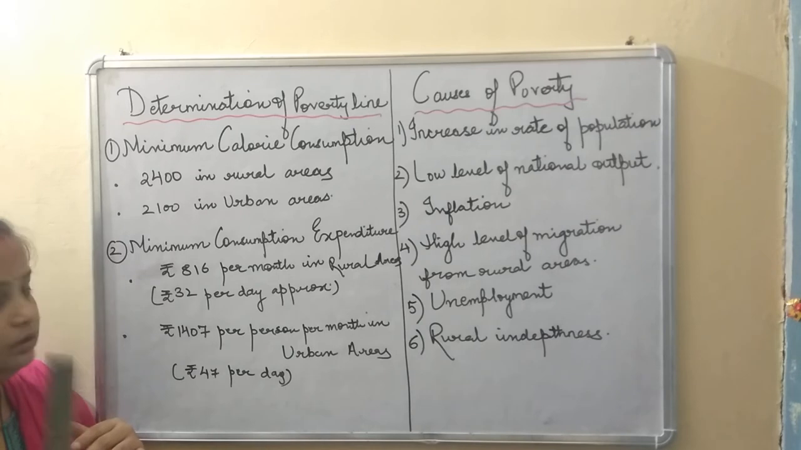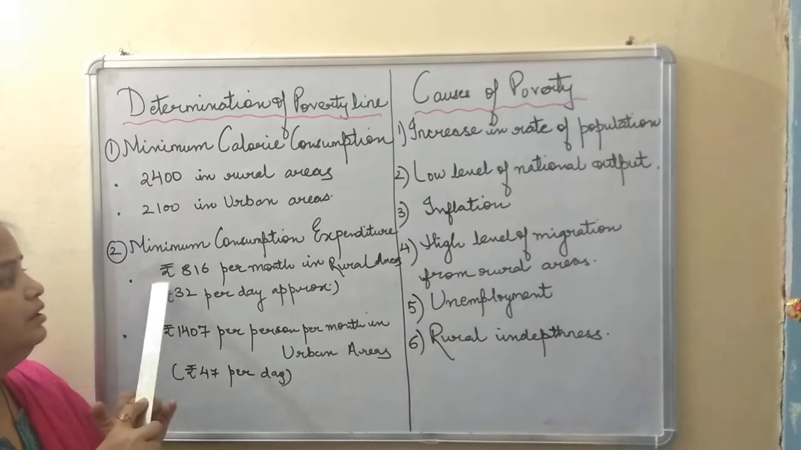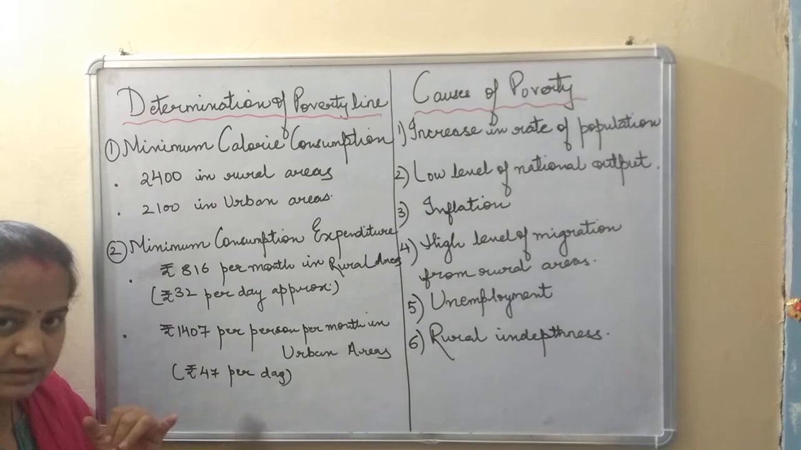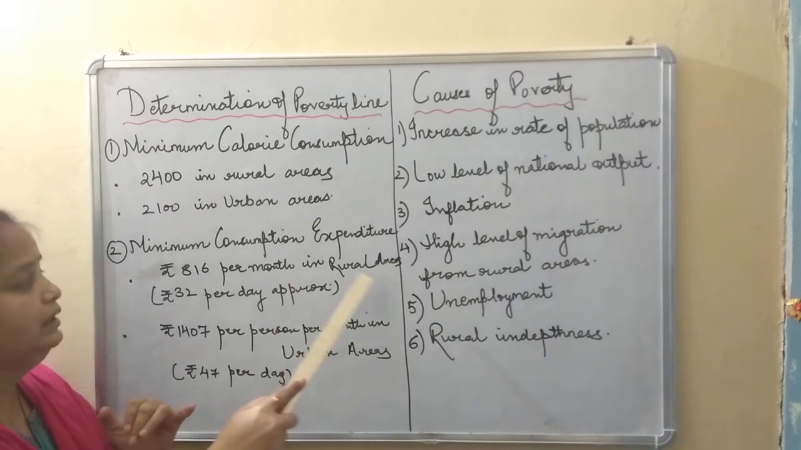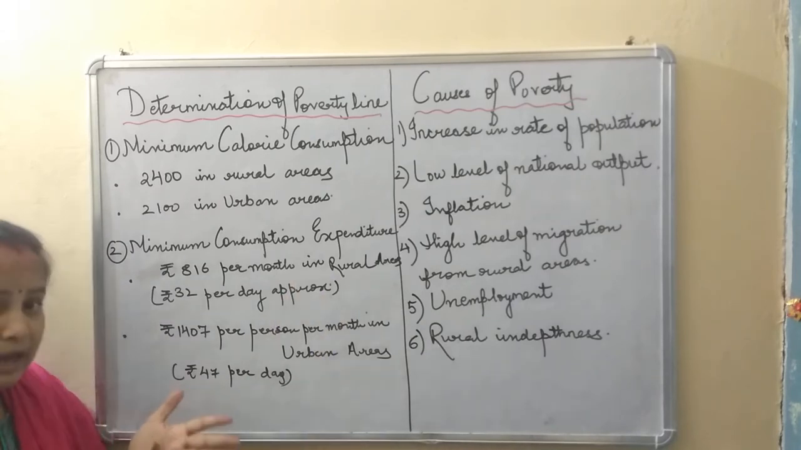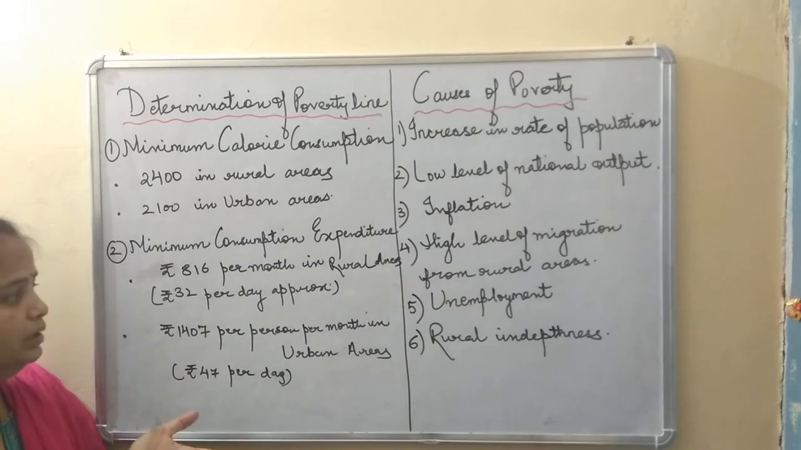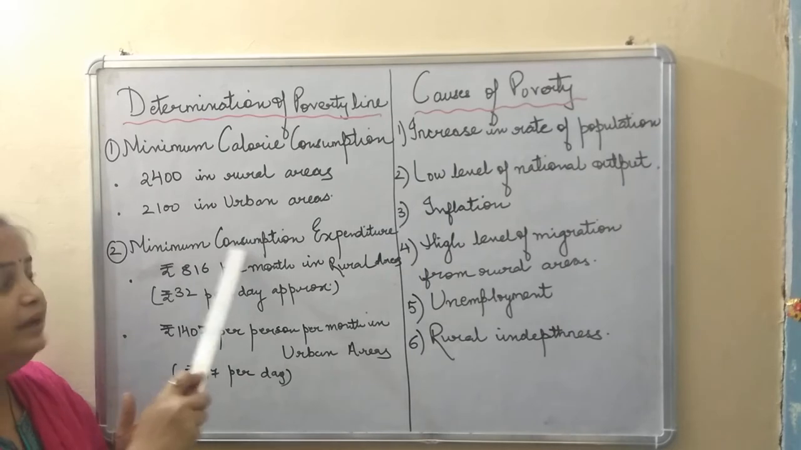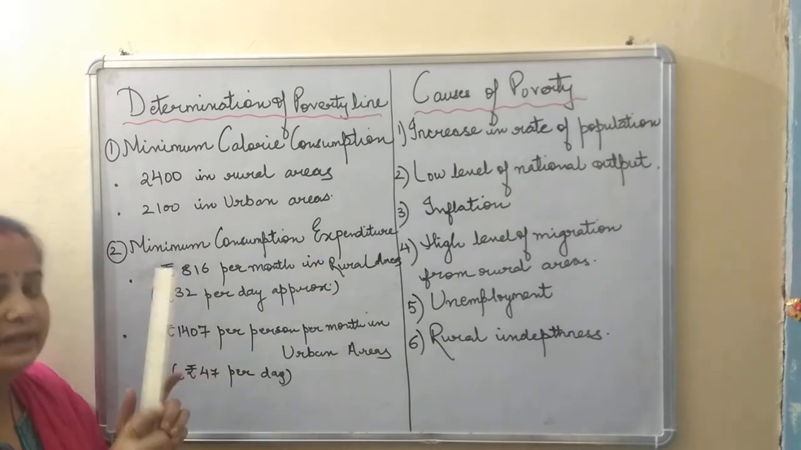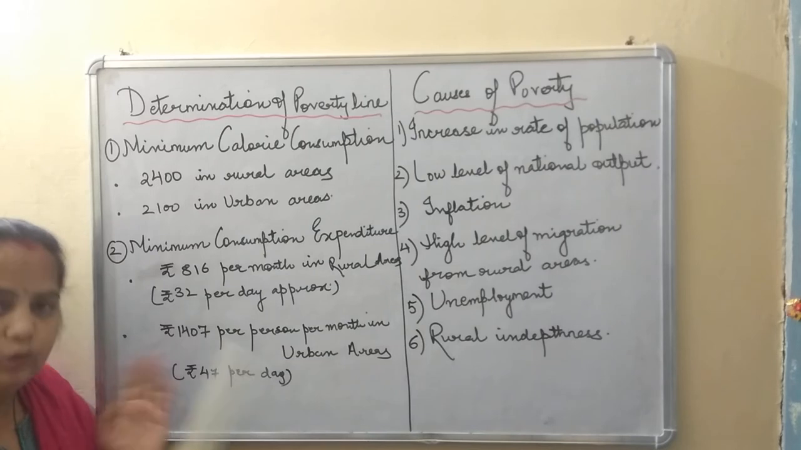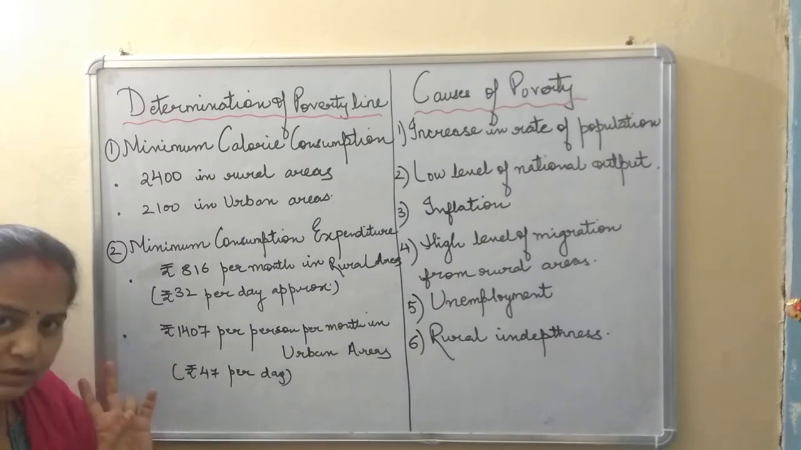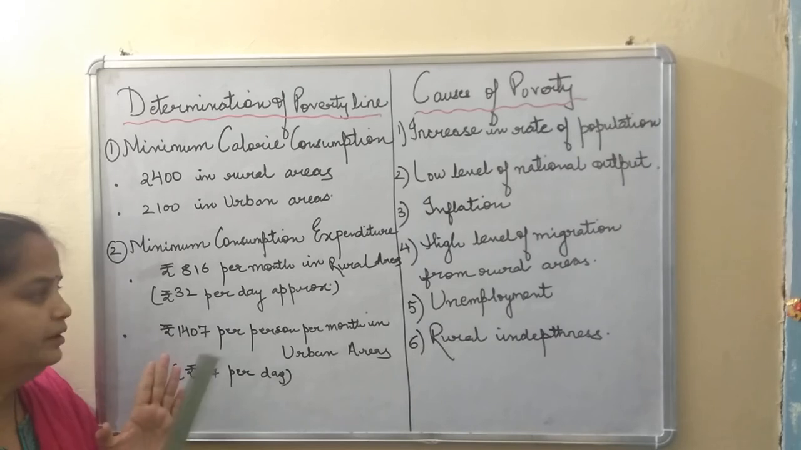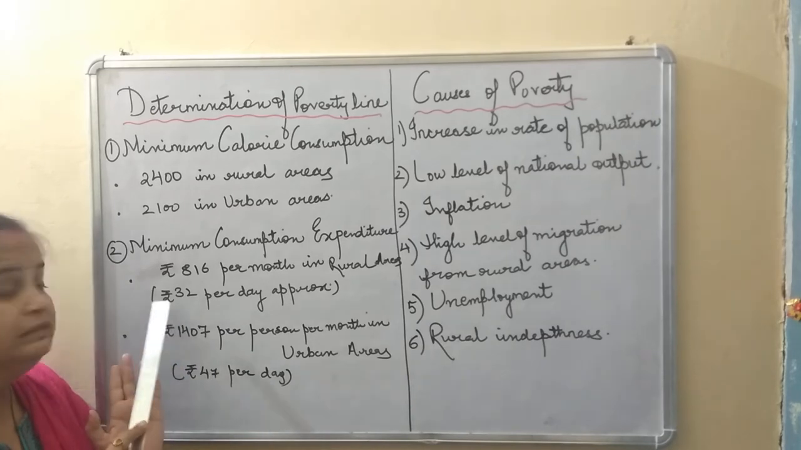So here also the government has categorized rupees 816 per person per month in rural areas. मतलब एक मंथ में अगर आप 816 रुपीज रूरल एरियाज में नहीं खर्च कर सकते हो तब आप पुअर हो. Okay, this is as per the consumption expenditure. Another determinant is what? Consumption expenditure. So if it is 816 per month in rural area per person, approximately the government has given that per day you should be able to spend 32 rupees.